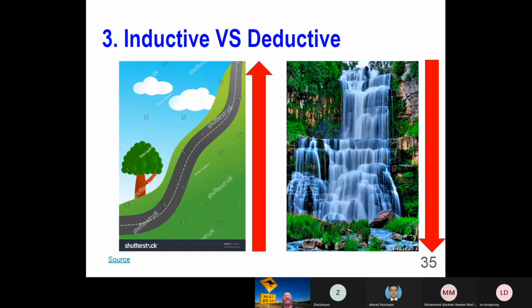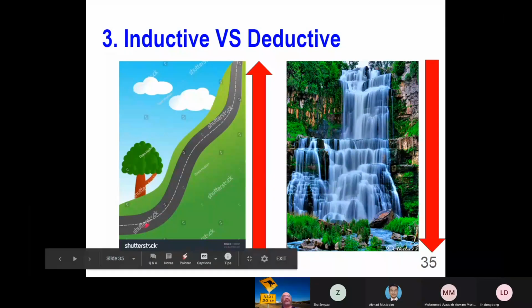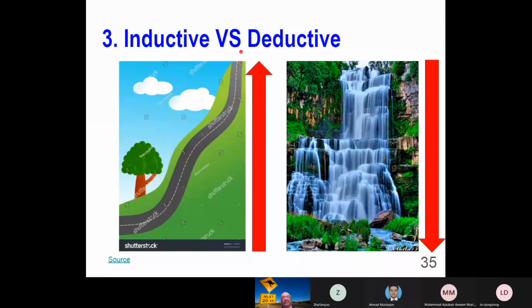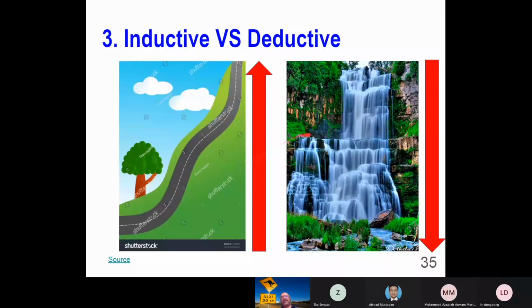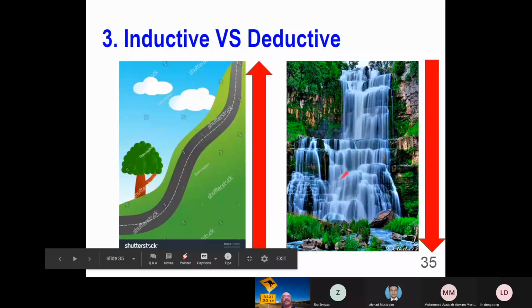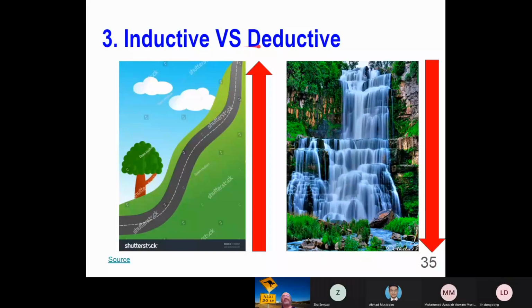Okay, inductive versus deductive. As you can see from here, what do we call this? This is hill climbing. Yeah, there is a road here leading you to the peak of the mountain. So hill climbing or mountain climbing. And in the other picture on the right, what do you call this? It is a waterfall. So the water runs down from the top of the hill, down hills like this. This is the analogy of inductive versus deductive.